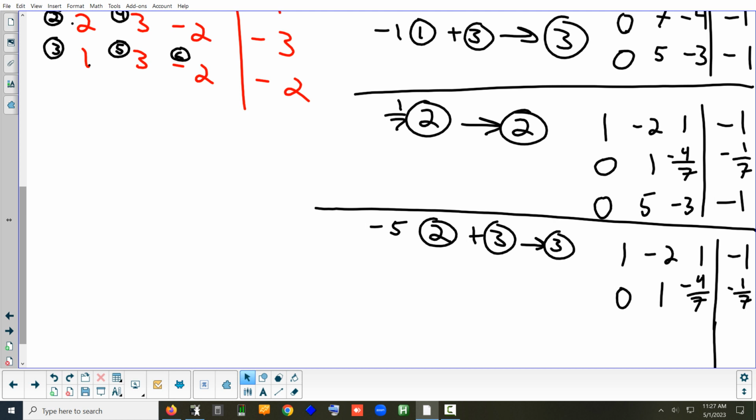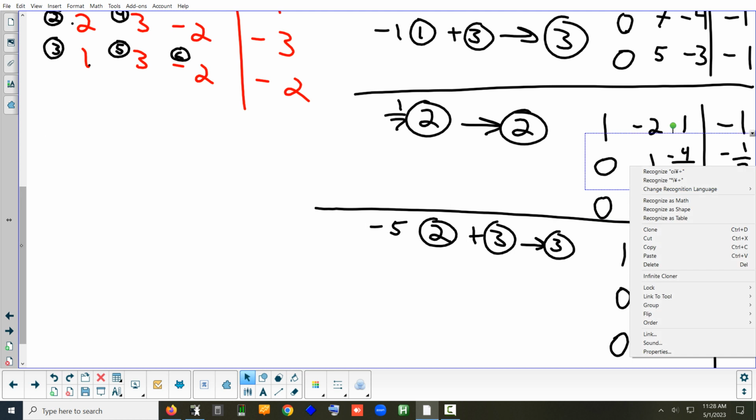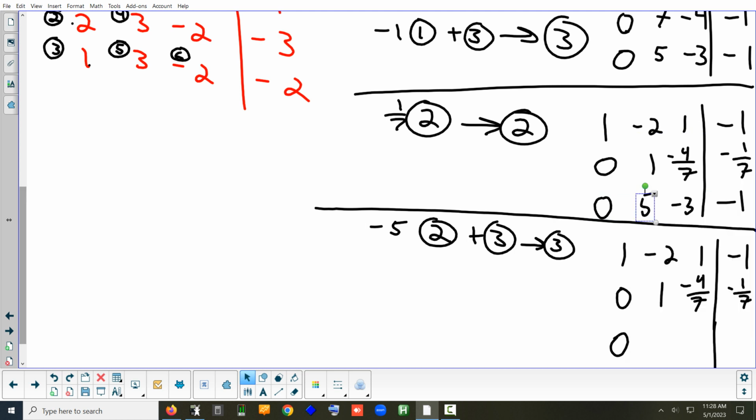Okay, so now multiply everything by negative 5 and add it to row 3. What's 0 times negative 5? 0. Plus 0, 0. That's why we use this row, because I know it wouldn't mess up the one underneath it. What's 1 times negative 5? Negative 5, plus 5. 0. Okay.